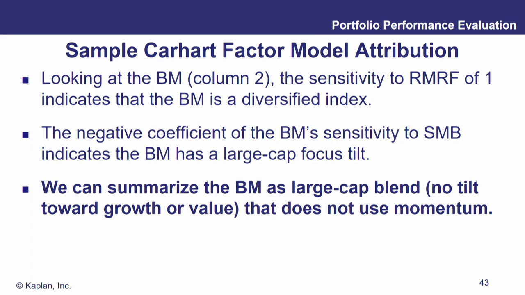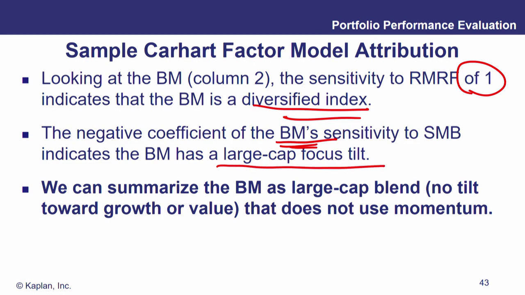Okay, so let's go in and analyze this a little bit more. So I mentioned at the benchmark, the sensitivity of the benchmark to the market index was actually 1, so it means it's a diversified index. Now, we also talked about with the benchmark that the negative coefficient that we saw in market cap means it has a large cap focus tilt. Okay, and then looking at the benchmark, it had a 0 weighting in value to growth, and the momentum was very small sensitivity as well.